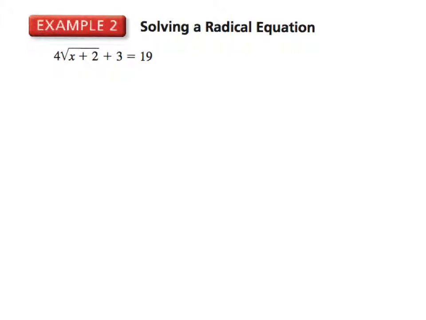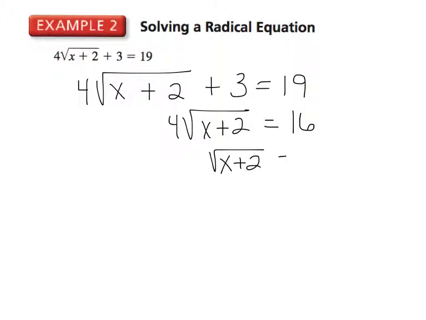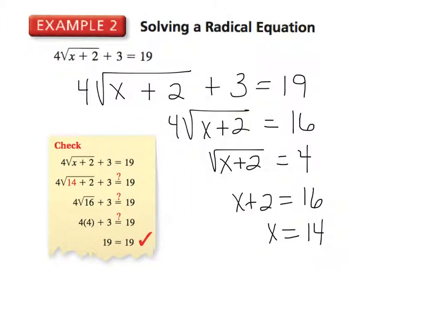Let's do another one. 4 multiplied by the square root of x plus 2, plus 3 equals 19. Step 1, we subtract the 3. 4 root x plus 2, these are easy, equals 16. Divide by 4 because of the division property of equality. That gives me root x plus 2 equals 4. And then I square both sides. That gives me x plus 2 equals 16. That would give me x equals 14 as my answer. So once again, what do I have to do? You must check it. If I check it, it does work. x equals 14 is my answer.